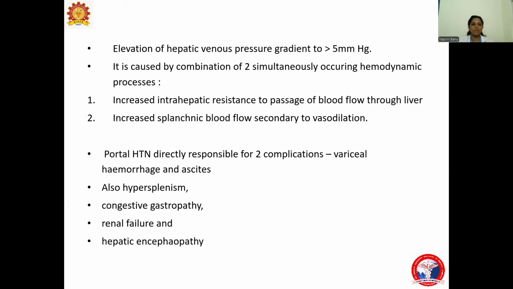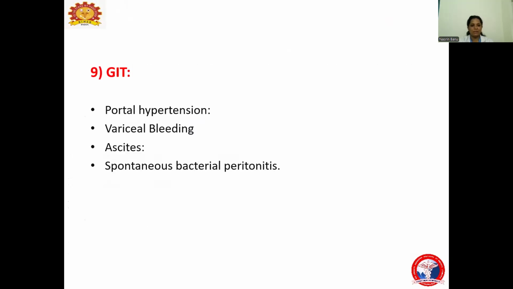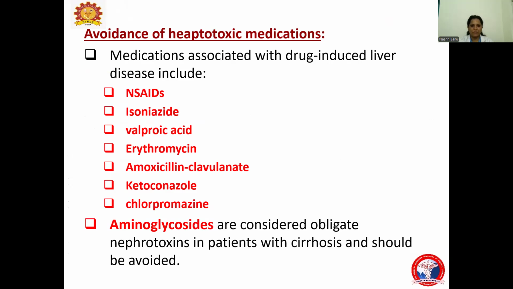So, what is portal hypertension? Elevation of hepatic venous pressure gradient to more than 5 mmHg. It is caused by a combination of two simultaneously occurring hemodynamic processes, one being increased intrahepatic resistance to passage of blood flow through the liver. Portal hypertension is directly responsible for two complications, that is, variceal hemorrhage and ascites. In the GIT, portal hypertension causes variceal bleeding, ascites, and spontaneous bacterial peritonitis.